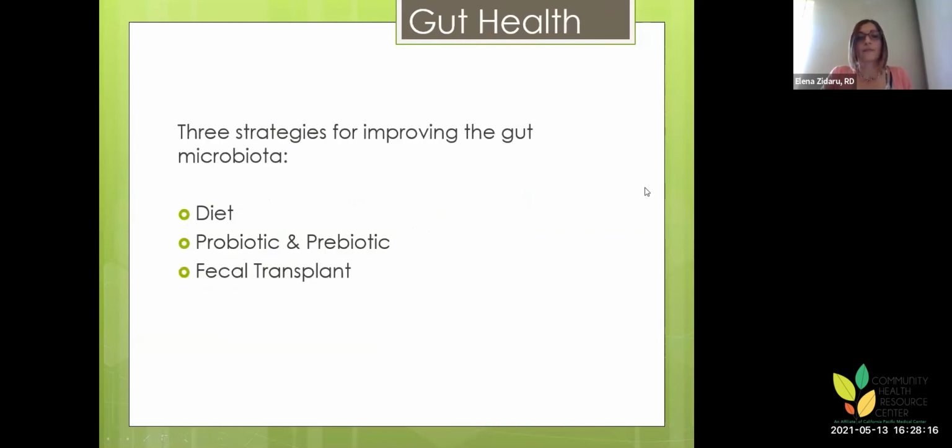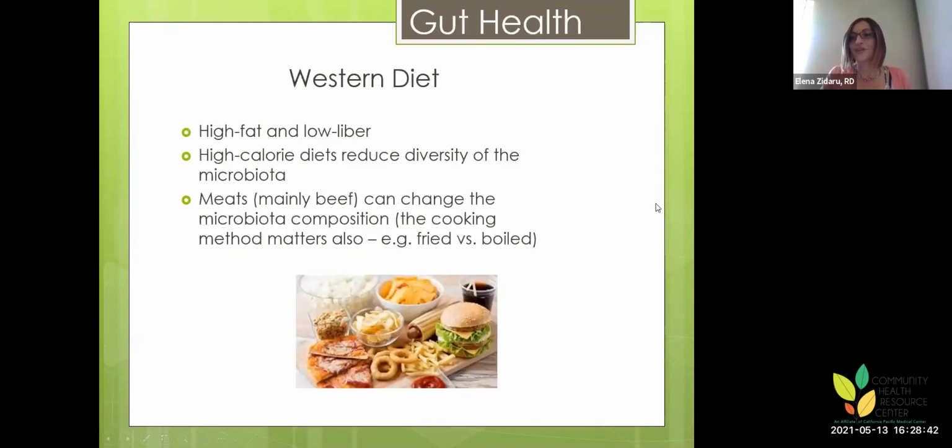gut balance? So we have 3 strategies here: diet, probiotic, prebiotic, and fecal transplant. For this I really have just one slide, and it's used in very specific situations. But I wanted to mention it, because this is actually a way to change the microbiota. But I think for most of us, diet and probiotic and prebiotic would be the way to go.